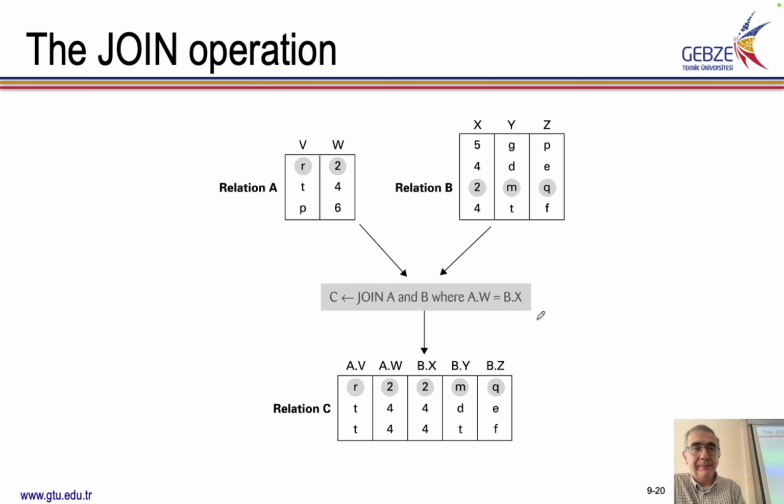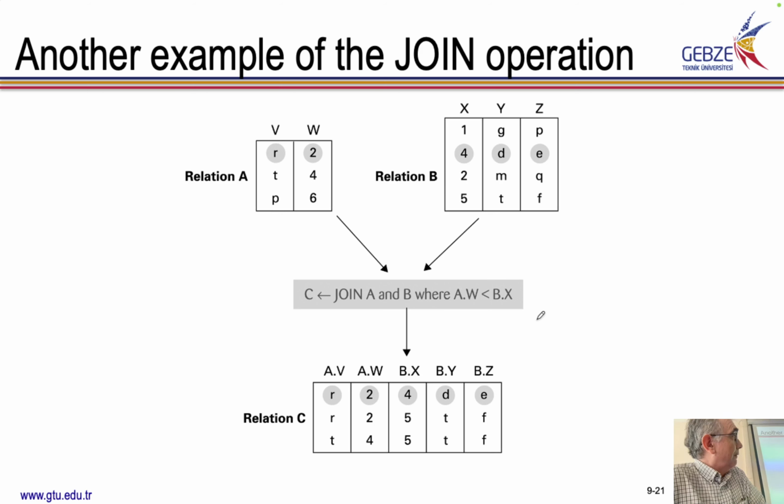Yeah, this is the comparison. A.W is less than B.X. So A.W 2 is less than 4, 4 is not less than 4, 4 is less than 6, no, 6 is less than 5, no. So you have 4, 5, 2, 5, 2, 4.